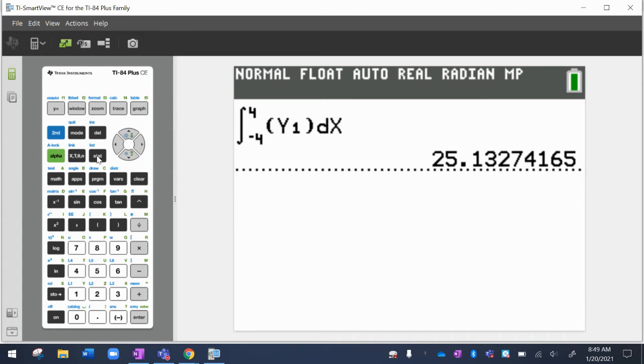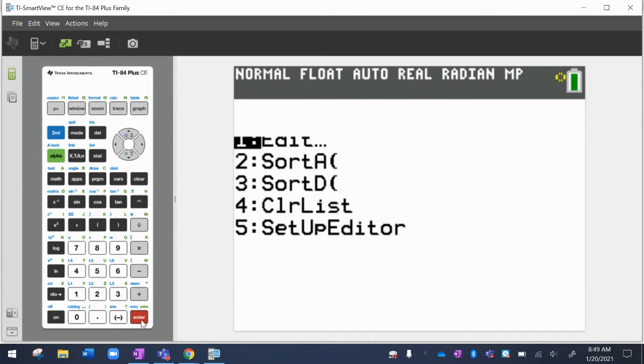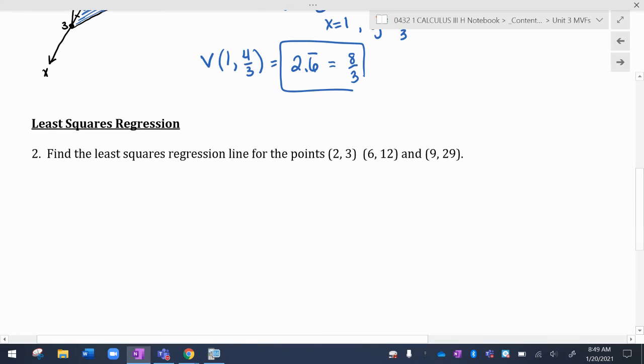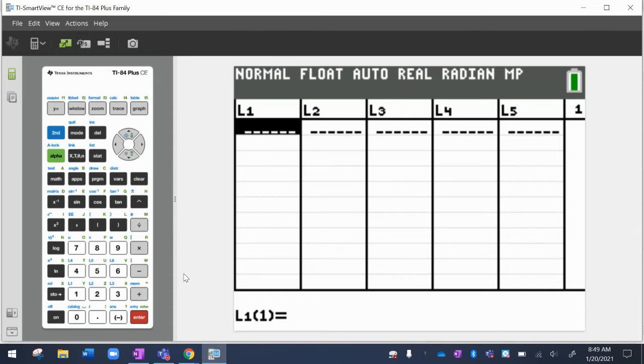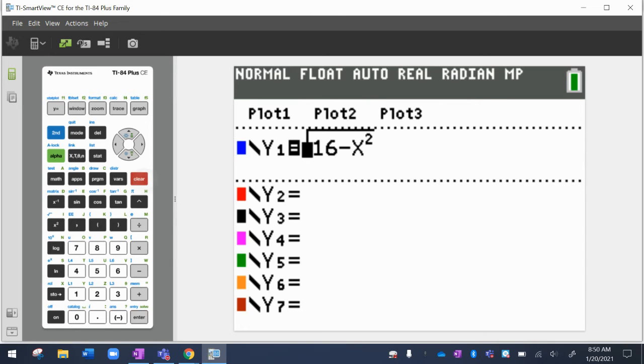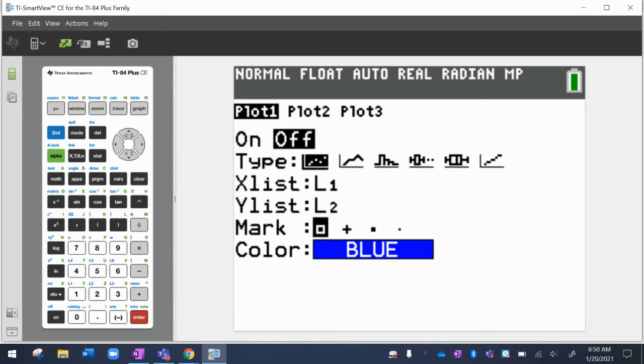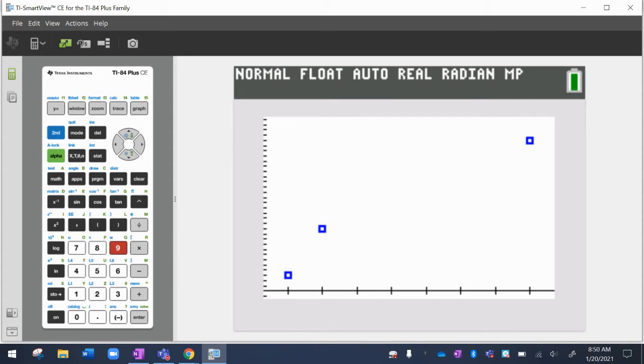If we want to put it in the calculator, you might remember you have to go to Stat, Edit, and then you need to put your points in a list. So 2, 3, 6, 12, 9, 29 is 2, 3, and 9. And then 2, 3, 6, 12, 9, oops, 12, there we go, 9, 29. And then I can go to y equals, clear out what's in there, go to my stat plot, and turn that on. And then I'm going to go to zoom stat, which is 9, and there's my scatter plot.